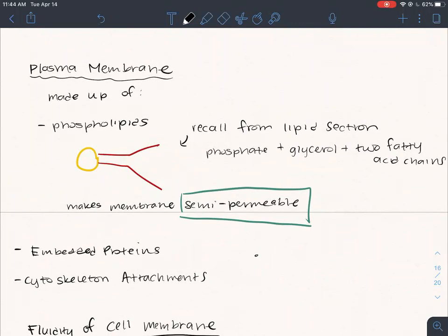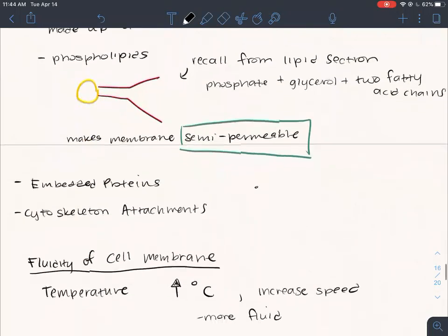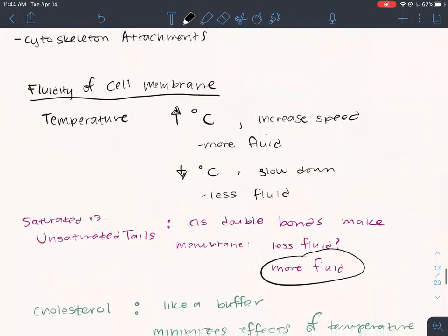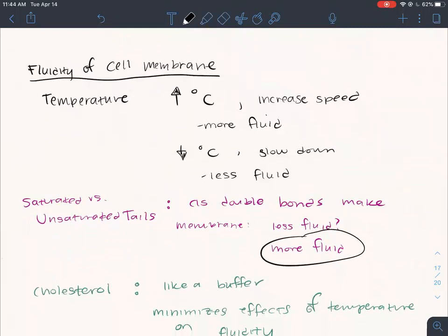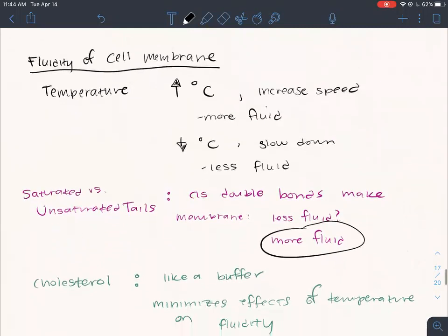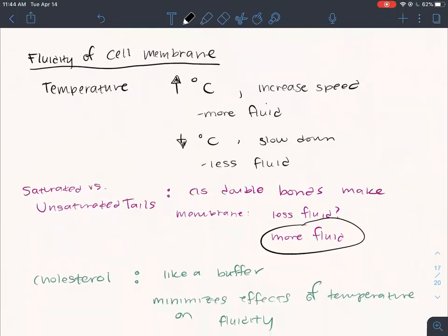But yeah, so the phospholipids basically make the membrane semi-permeable, which we'll learn about more in a minute. So the cell membrane can be fluid depending on certain situations that could happen. Depending on temperature, if you increase the temperature, there's going to be more kinetic energy, things are going to move around faster, so the membrane will be more fluid.